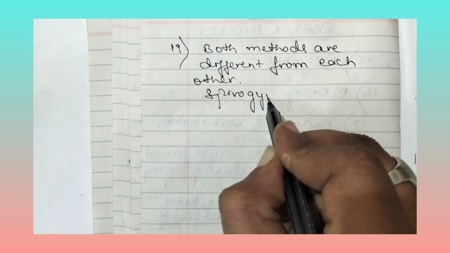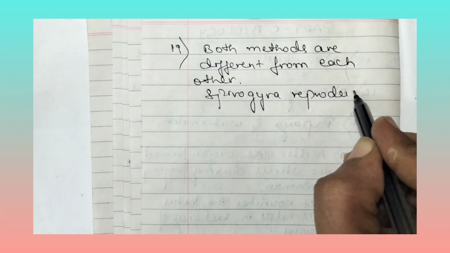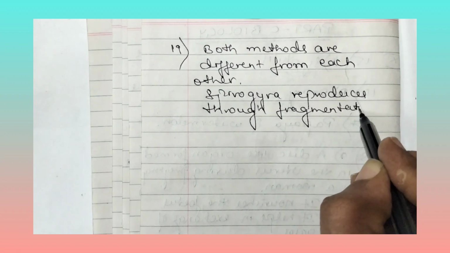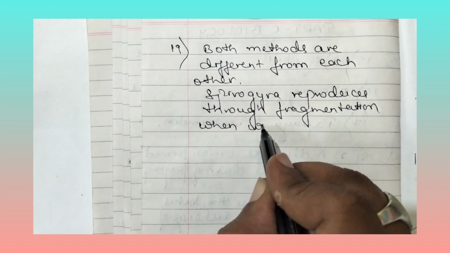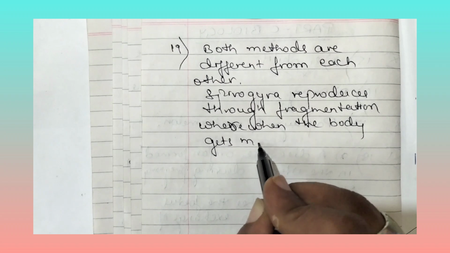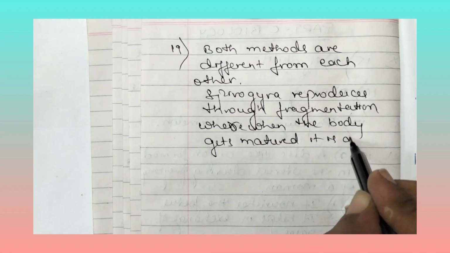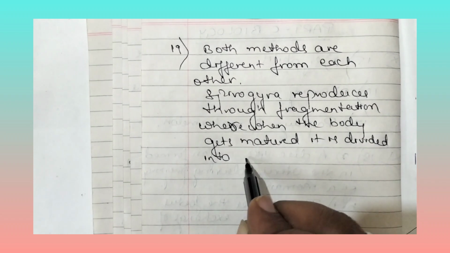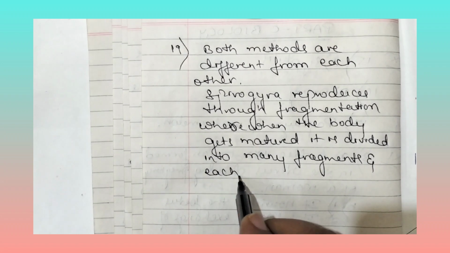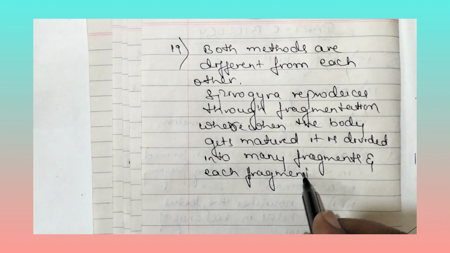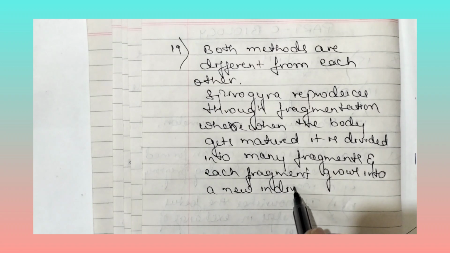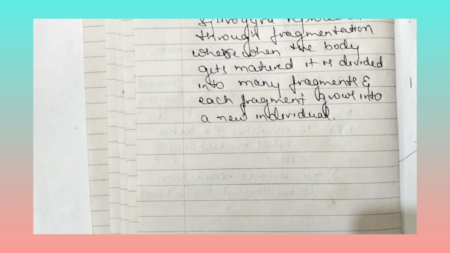The first example is Spirogyra. Spirogyra reproduces through fragmentation, where when the body gets matured, it is divided into many fragments, and each fragment grows into a new individual. This is Spirogyra.